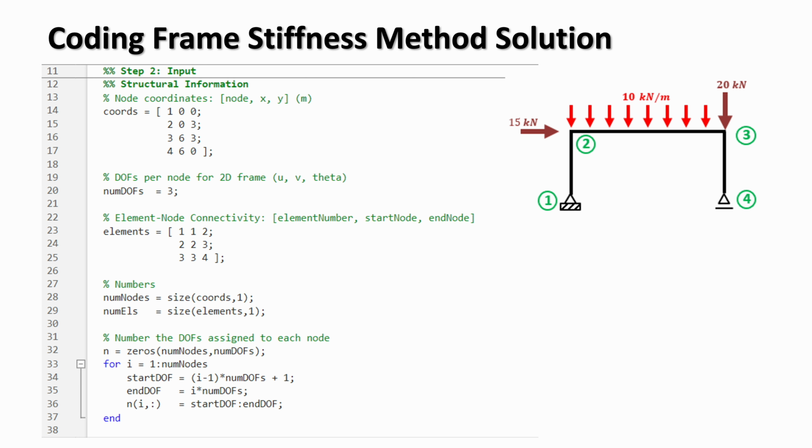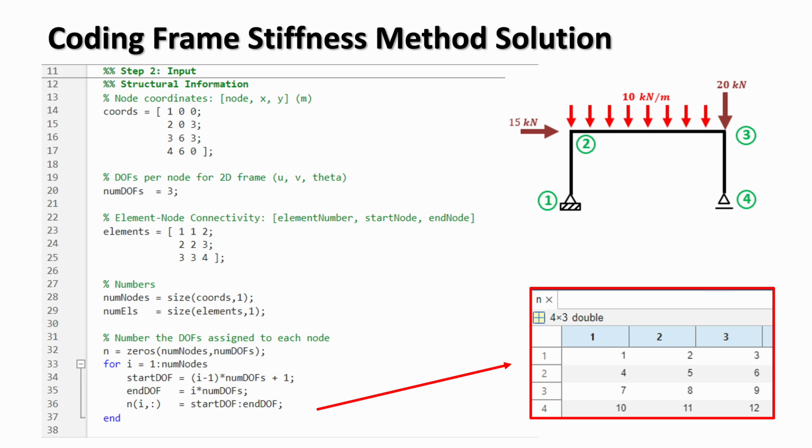This section defines the input data for our frame example. We start by listing the node coordinates in meters and specifying that each node in the frame has 3 degrees of freedom: horizontal, vertical, and rotational. The element connectivity matrix tells the program which nodes are connected by each member. We then count how many nodes and elements are in the structure, and finally number the degrees of freedom automatically for each node. These identifiers will be later used to assemble the global stiffness matrix efficiently. And here we can see the degree of freedom numbering matrix N, showing how the degrees of freedom are assigned to each node.